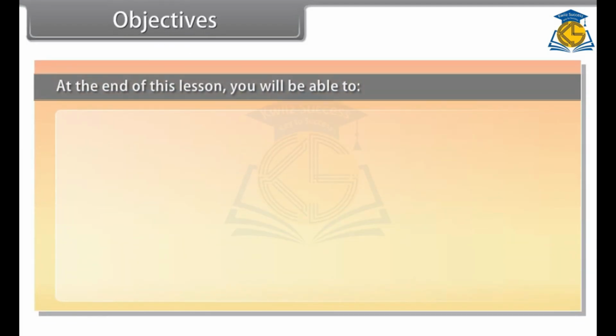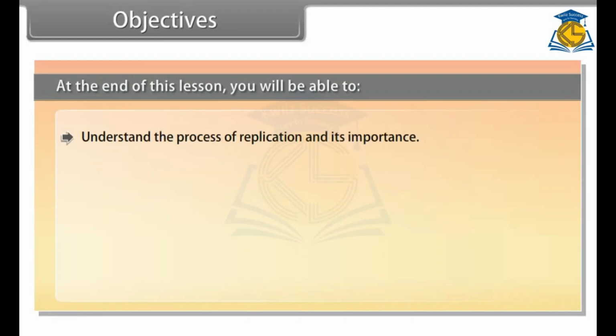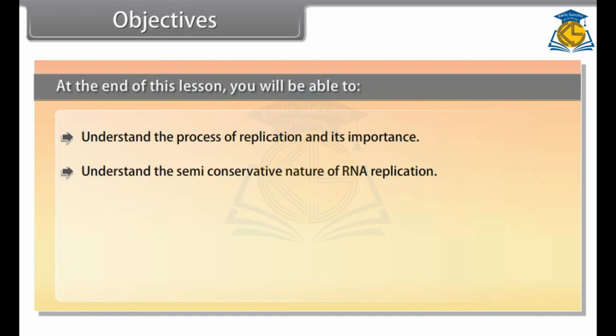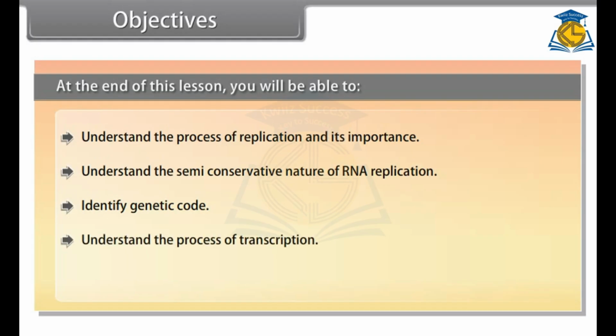Objectives. At the end of this lesson, you'll be able to understand the process of replication and its importance, understand the semi-conservative nature of DNA replication, identify genetic code, understand the process of transcription, and finally, understand the process of translation.